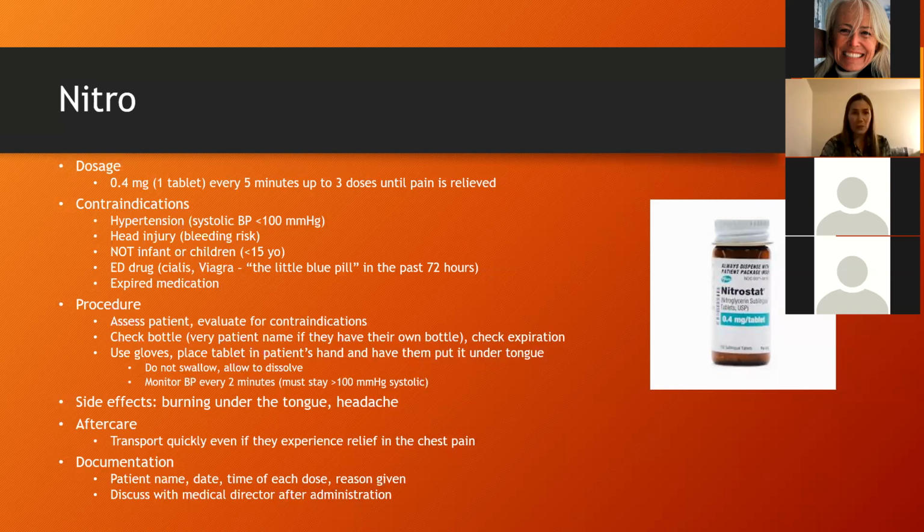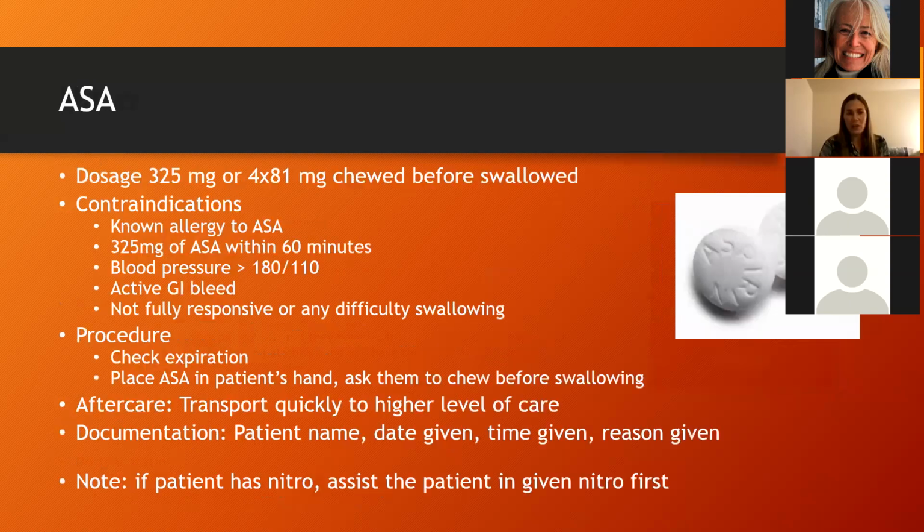With aspirin, the dosage for aspirin is 325 milligrams, or you give 4 of the 81 milligrams, chewed before swallowed. Contraindications: if they have a known allergy to aspirin, if they've already taken 325 milligrams of aspirin within 60 minutes, if they have high blood pressure over 180 over 110, if they know that they have an active GI bleed, and again, monitoring the airway, if they can't swallow, don't give it.